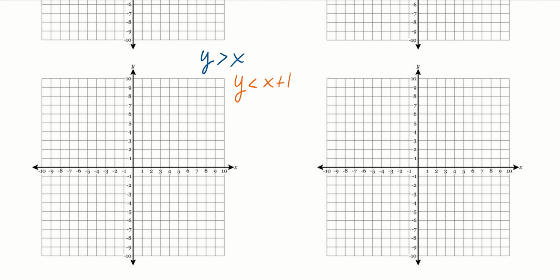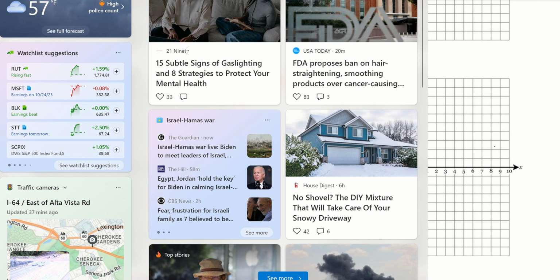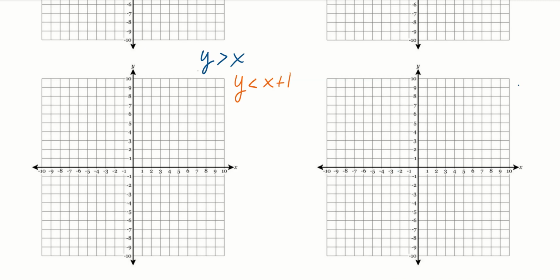Okay, this is number 2 on the extra practice. So we have two functions in our system. Y is greater than x and y is less than x plus 1. First thing we're going to do is draw a boundary line. Y is greater than x. We have a slope of 1 and a y-intercept of (0, 0). So up 1 over 1, up 1 over 1, and then we'll draw our line in. I'm going to make it dotted because it's not greater than or equal to, it's just greater than.